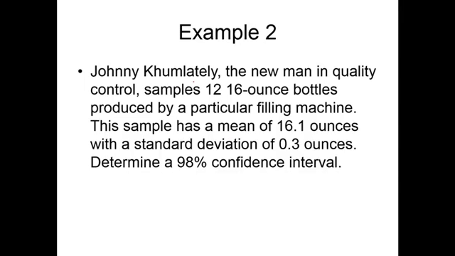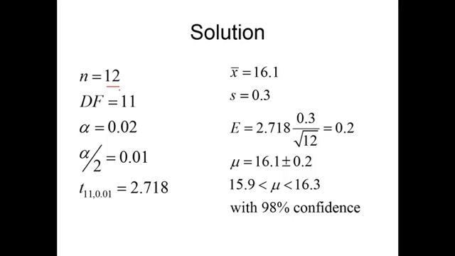Okay, Johnny come lately. The new man in quality control samples 12 16-ounce bottles produced by a particular filling machine. The sample has a mean of 16.1 ounces with a standard deviation of 0.3 ounces. Determine a 98% confidence interval. So sample size of 12, degrees of freedom 11.